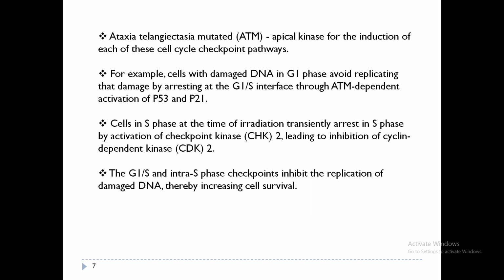Cells in S phase at the time of irradiation transiently arrest in S phase by activation of checkpoint kinase 2, leading to inhibition of cyclin-dependent kinase 2. The G1/S and intra-S checkpoints inhibit the replication of the damaged DNA, thereby increasing cell survival.